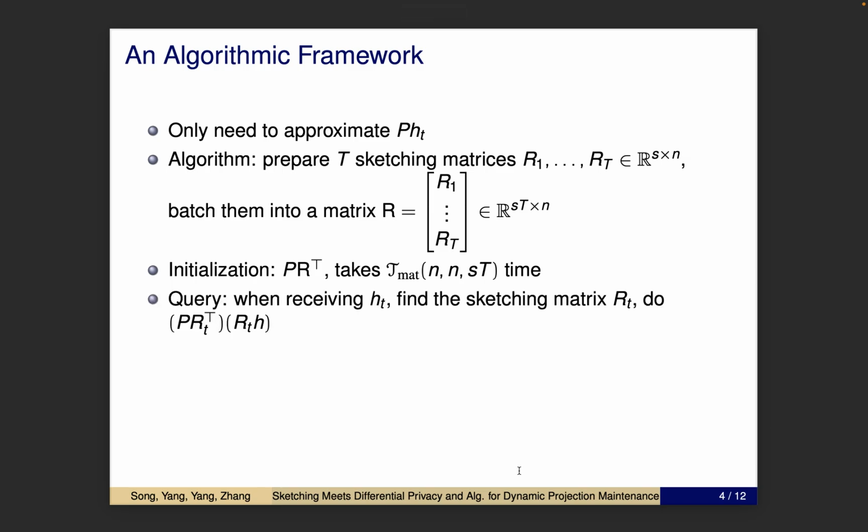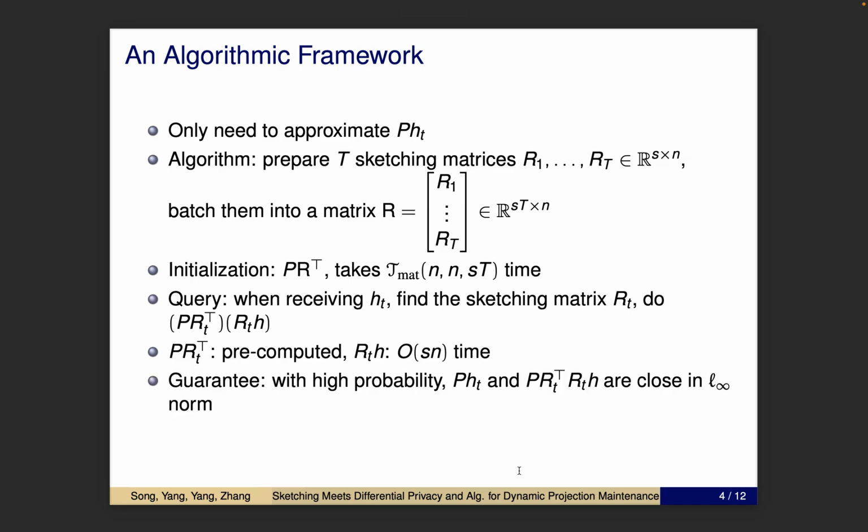We will see that this leads to a very fast query in the sense that whenever we receive a vector h_t, we use the corresponding sketching matrix for the t-th iteration to sketch it down to a vector of size s, and we find the corresponding portion of the batch multiplication of the sketching matrices with the projection. Then we perform a matrix vector product of size n by s with a size s vector. So this whole procedure takes O of s n time.